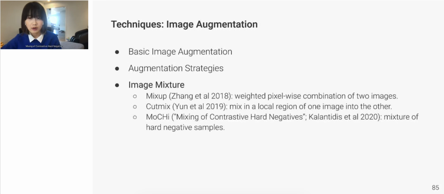Mixing of contrastive hard negatives, short for MoCHi, explicitly maintains a queue of some number of negative samples sorted by similarity to the query in descending order. So the first couple of samples in the queue should be the hardest negative samples. Then new hard negatives can be created by weighted mixing of images in this queue together, or even with the query.